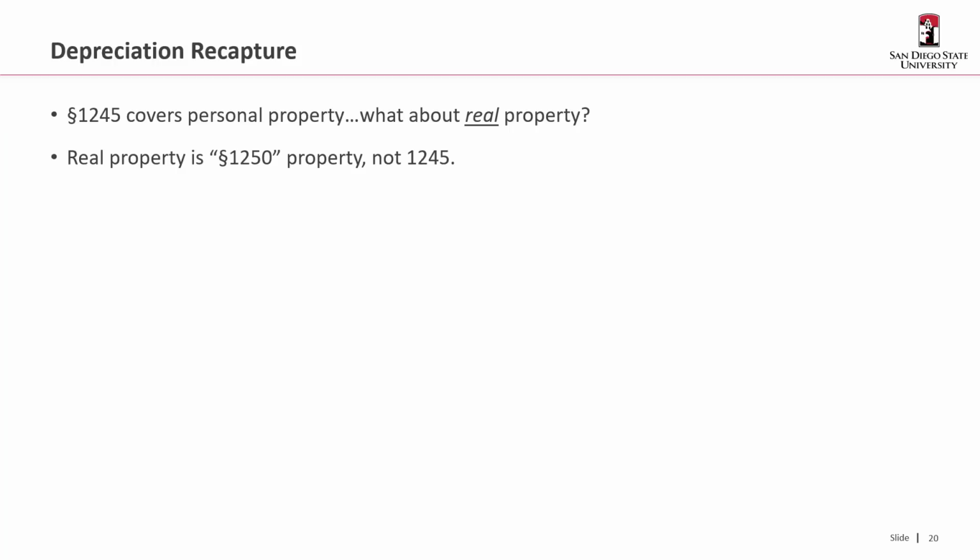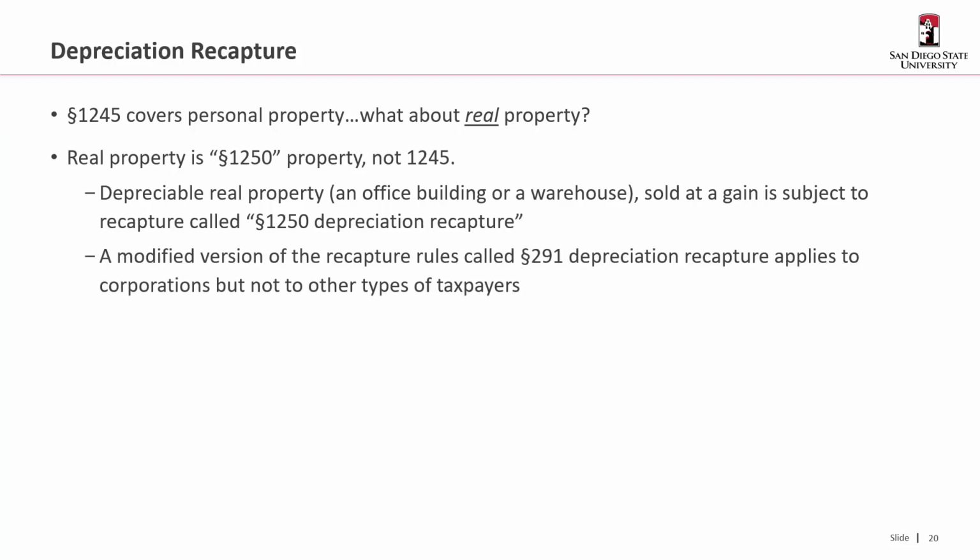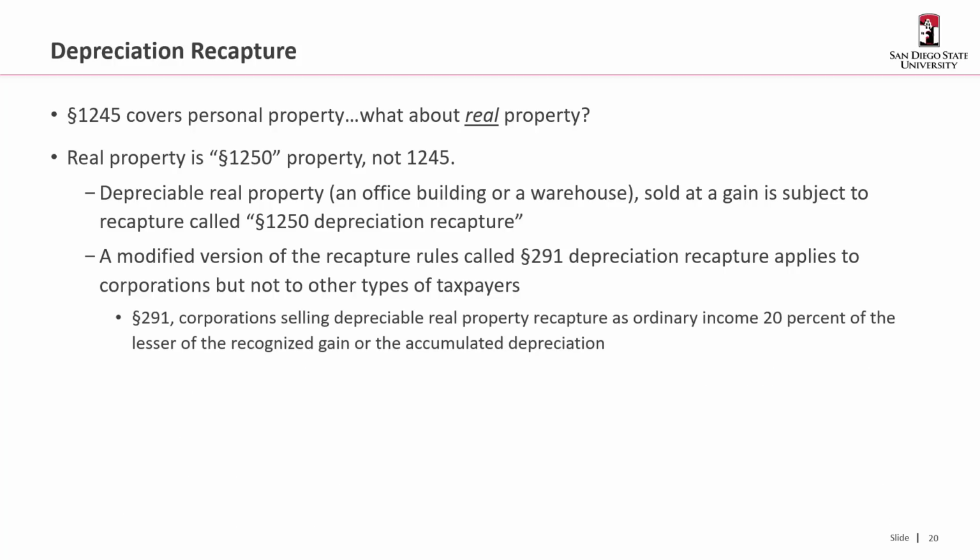Okay, 1245 covers personal property. What about real property? Recall, real property was classified as 1250 property, not 1245 property. So depreciable real property, such as an office building or a warehouse, sold at a gain is subject to a recapture called 1250 depreciation recapture. And this is sometimes called partial recapture. There's a modified version for corporations, but we're not going to worry about Section 291. Presumably, for those of you that have taken 332, you covered it then.